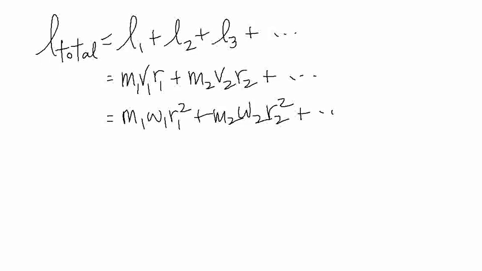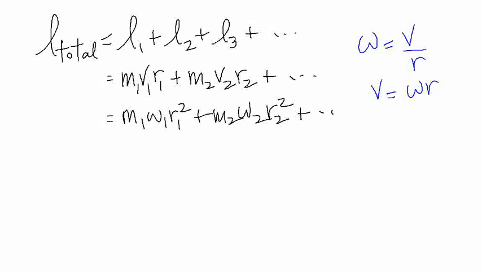Now, if that last step was unclear, let me remind you that for an object moving in a circle, the angular velocity is the linear velocity divided by the radius of the circle. Likewise, the linear velocity is the product of the angular velocity and the radius of the circle. Okay, so what I did was I substituted omega r, the corresponding product of angular velocity and radius for each object.